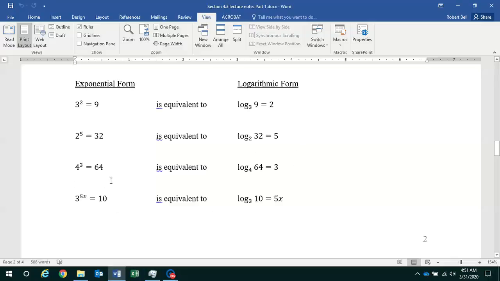4 cubed equals 64. That's a true statement. 4 is the base, 3 is the exponent. So it must be true that log base 4 of 64 is equal to the exponent 3. And then 3 to the 5x is equal to 10. 3 is the base, 5x is the exponent. If that's a true statement, then it has to be true that log base 3 of 10 is equal to 5x.